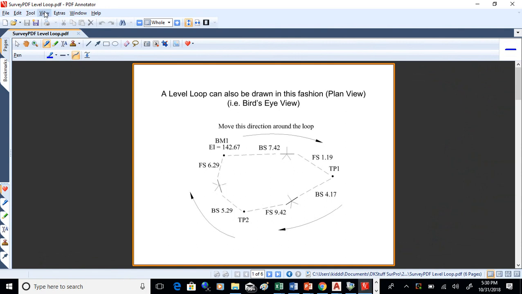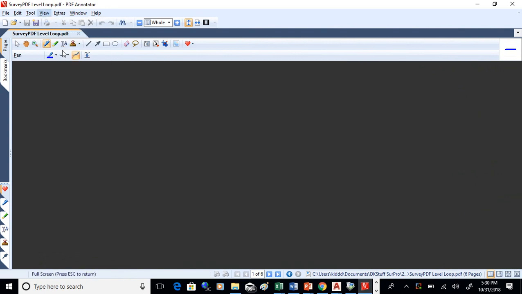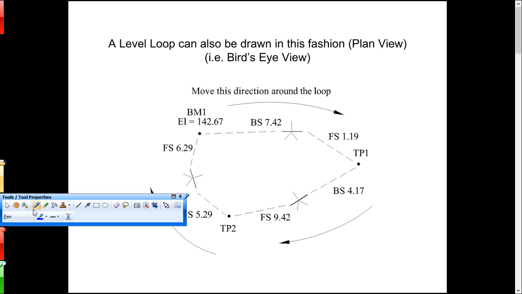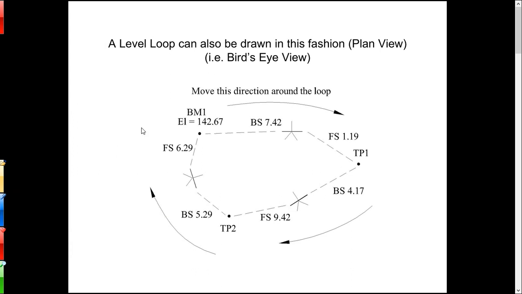All right, let's have a look at level loops here. Now what a level loop is, is a type of control survey. What you're doing is you're starting at a point of known elevation, usually a benchmark of some type, and then you work your way around with your level and your rod and end up at a point of known elevation.